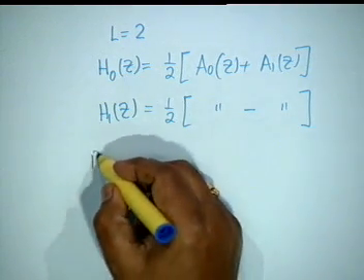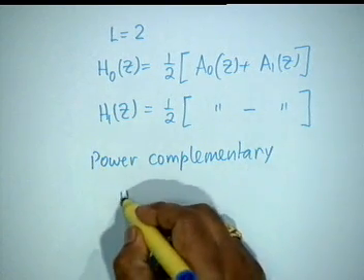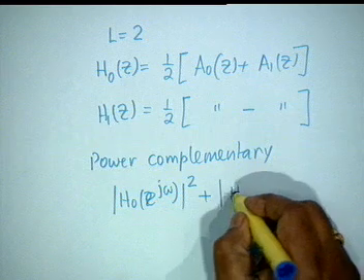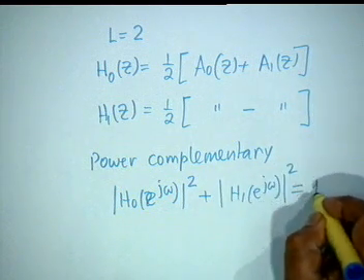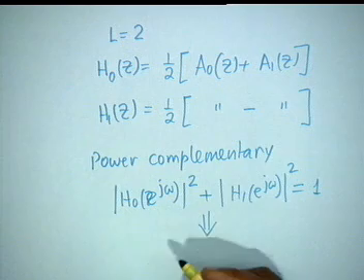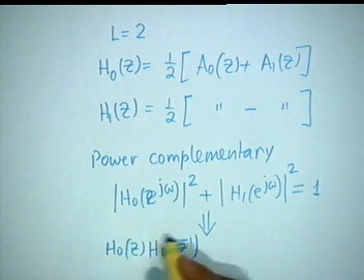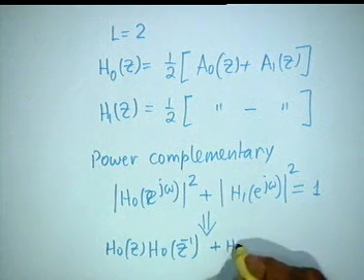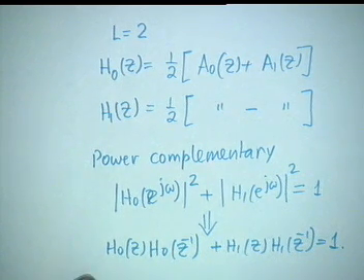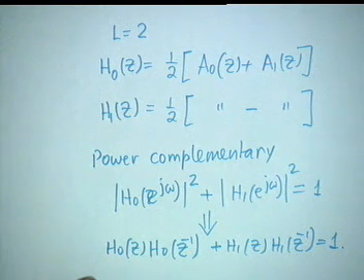The power complementary, on the other hand, for L equal to 2, we shall have magnitude of H0(e^jω) squared plus magnitude of H1(e^jω) squared equal to 1. And I told you that by analytic continuation you can extend this to the complete z plane by writing H0(z) H0(z inverse) plus H1(z) H1(z inverse) equal to 1, since with z equal to e^jω this gives the magnitude squared. If this is true, then this should also be true for the kind of functions that we are talking about, where analytic continuation is possible.